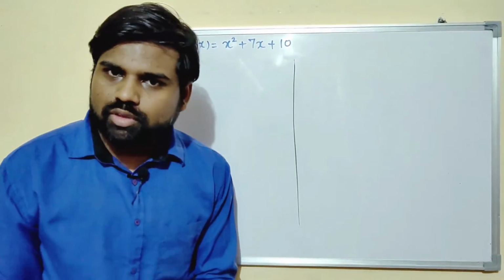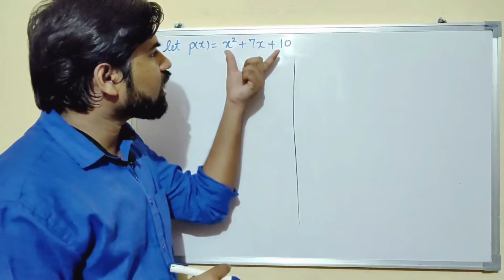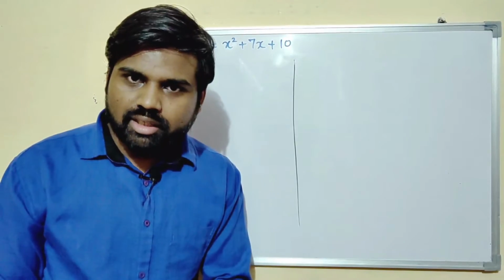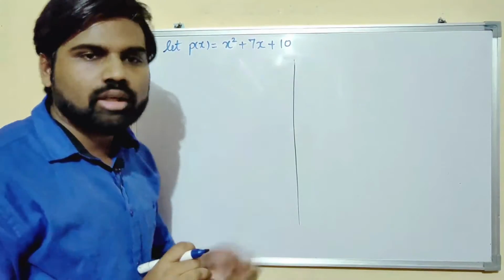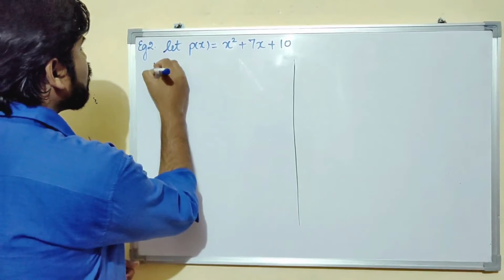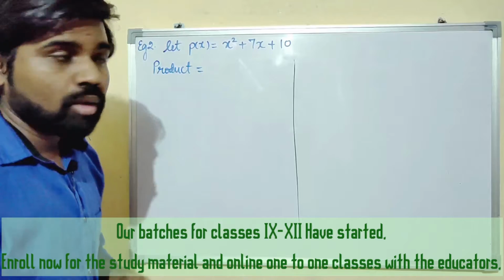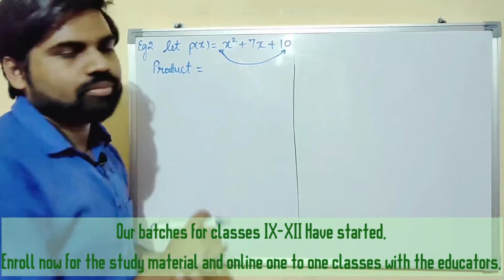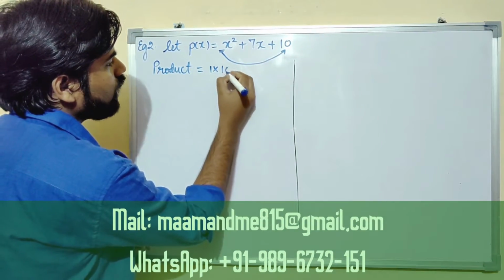Now how to find the zeros of the polynomial? The very first step is to factorize the given polynomial. How to factorize it? You have studied in the 9th standard the splitting the middle term method. We will use it to factorize this polynomial, for which I need to find the product of the coefficient of x square and the constant term. Here it is 1 into 10, which is 10 only.